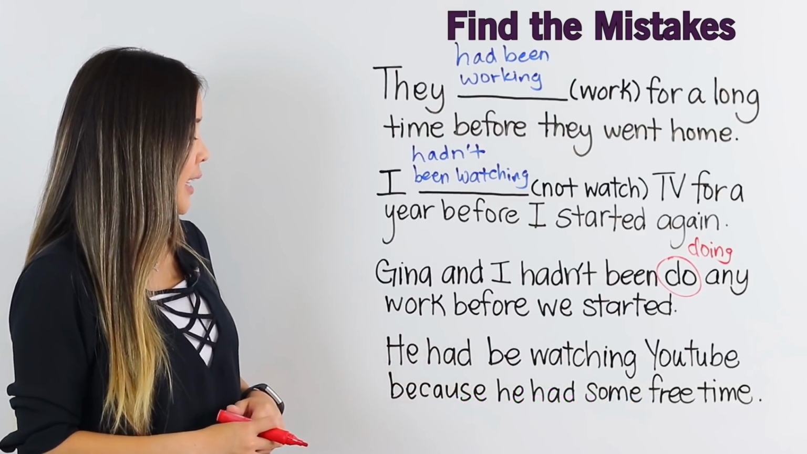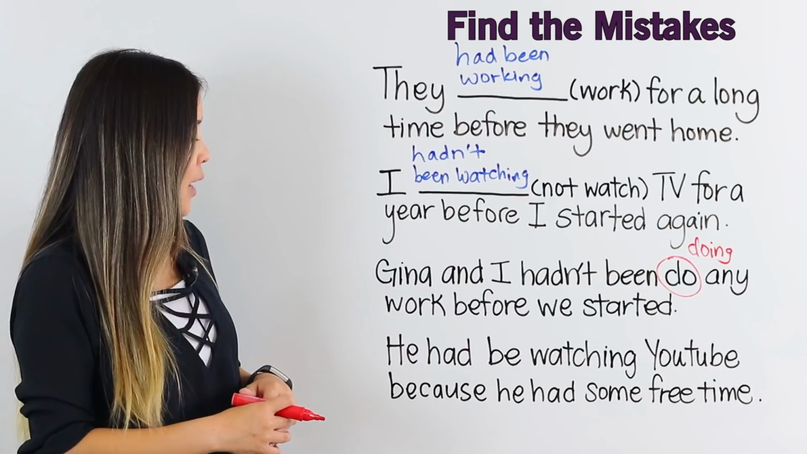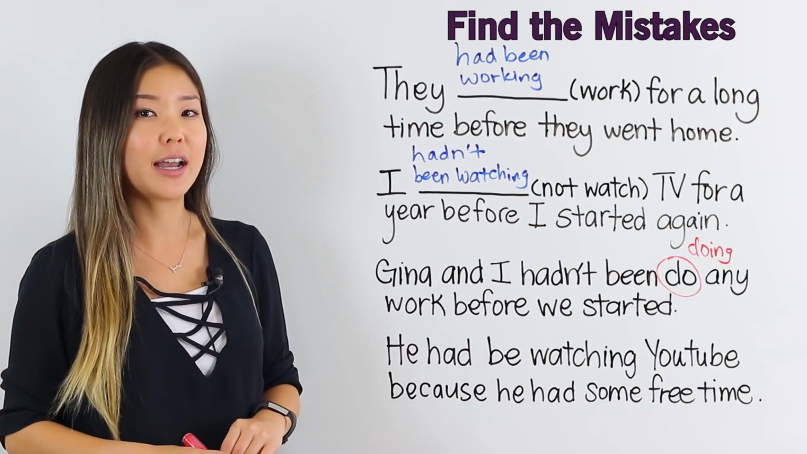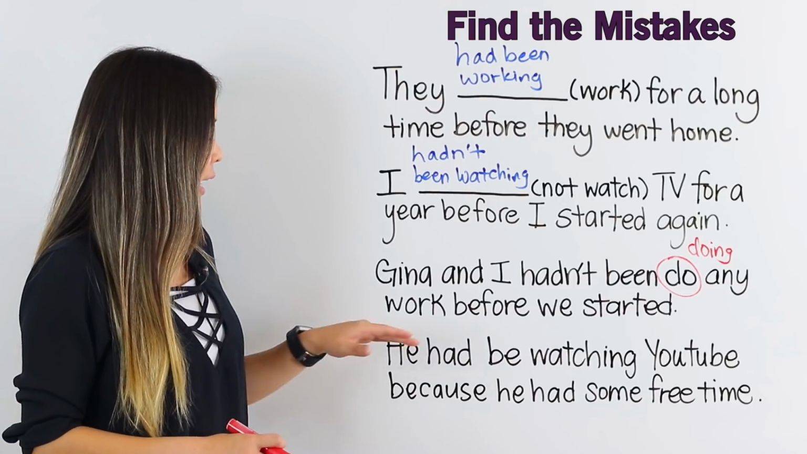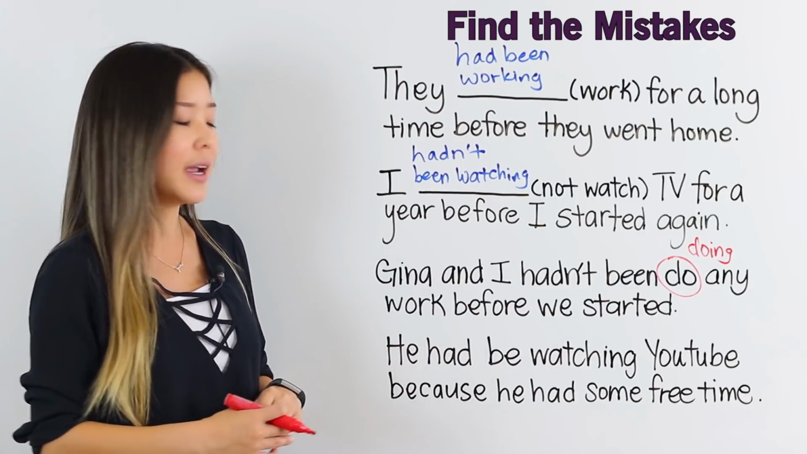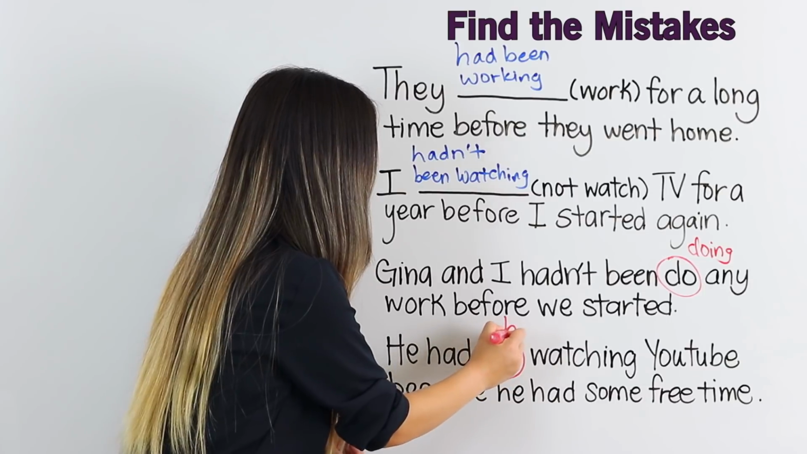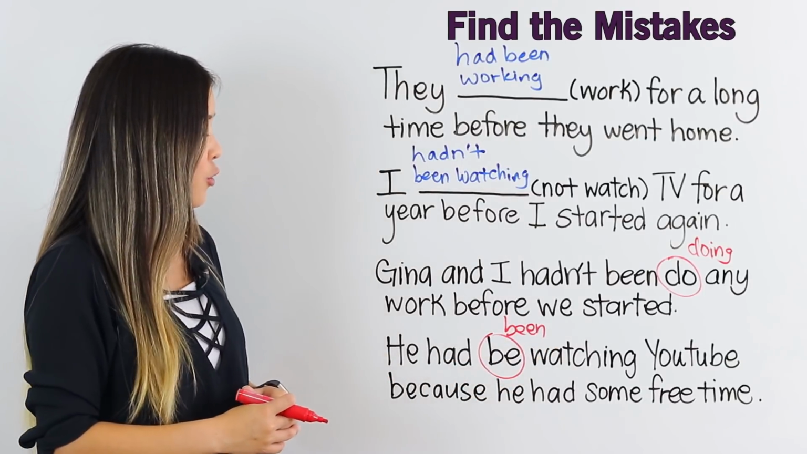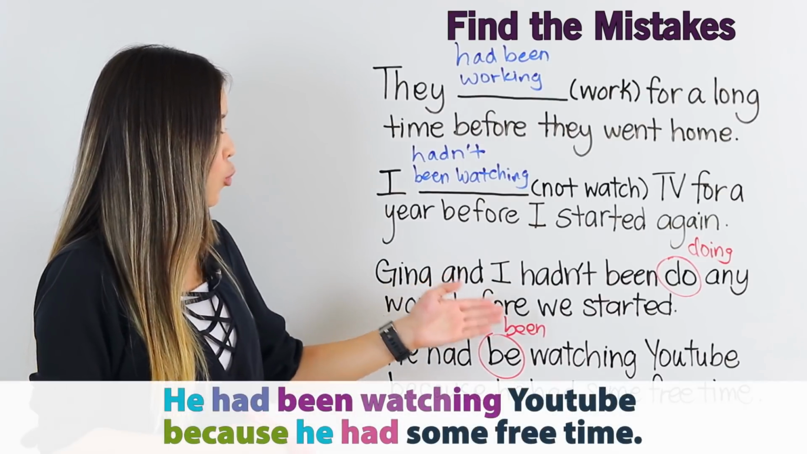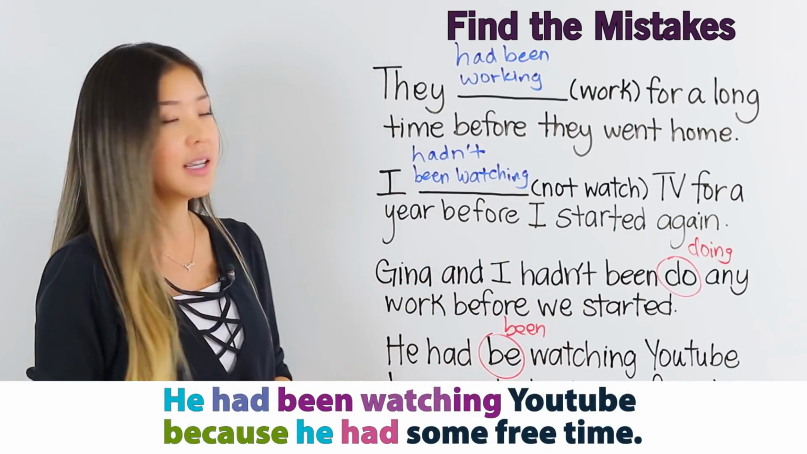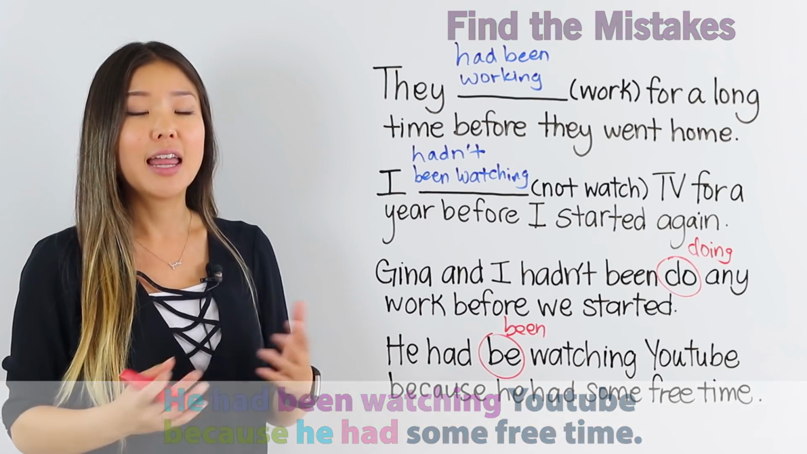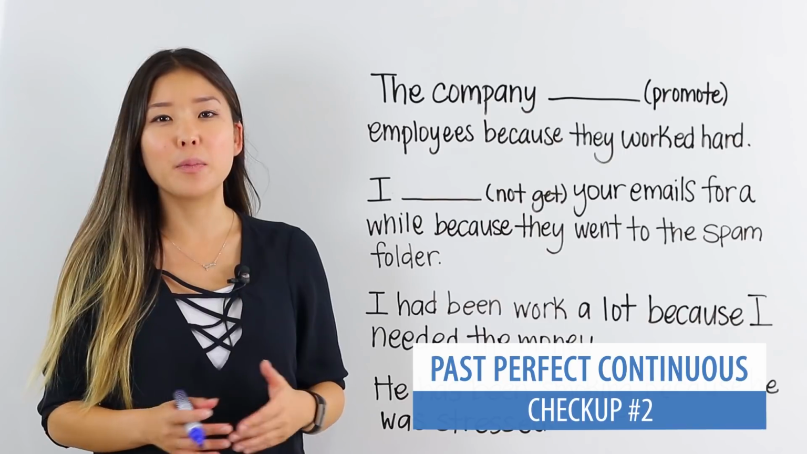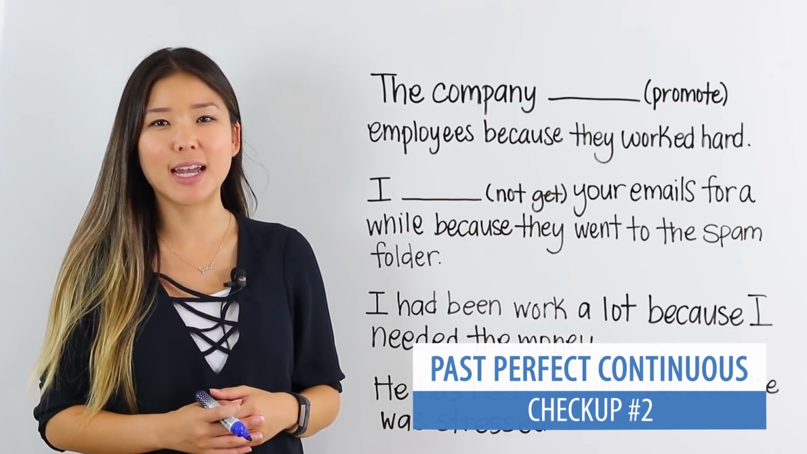Now, find the mistake here. He had be watching YouTube because he had some free time. He had, that's correct, but we need to change be to been. And watching is correct, so he had been watching YouTube because he had some free time. Let's move on. Now, let's move on to another checkup of the past perfect continuous tense.